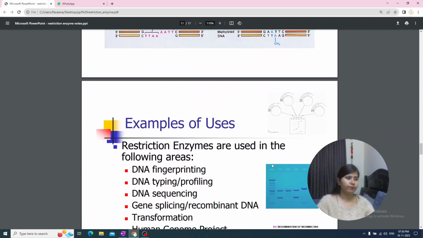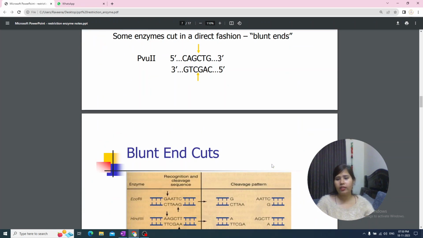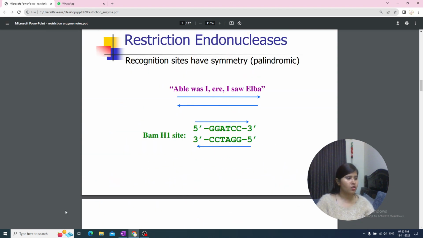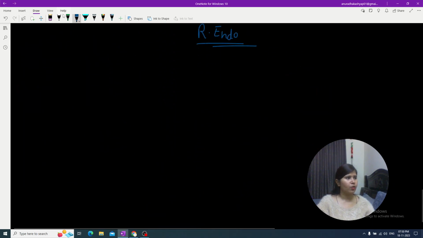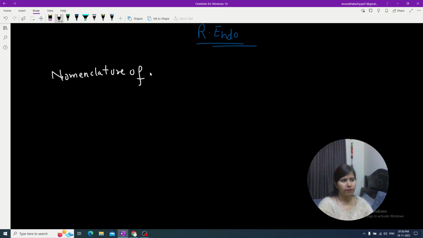Now, what is the nomenclature, how can we give a name to a restriction endonuclease? As I told you, all restriction endonucleases are obtained from prokaryotes. Suppose I have a restriction endonuclease named EcoRI. What is it going to represent?